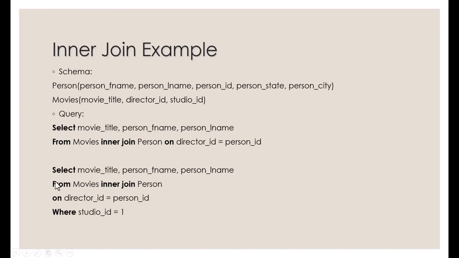There's another query that says select title, first name, last name from movies inner join person on director ID is equal to person ID. And then you can also add a condition in the WHERE clause, where the studio ID is equal to 1. This is just one extra thing that we added here. So it's only going to return the ones where this has the value 1.